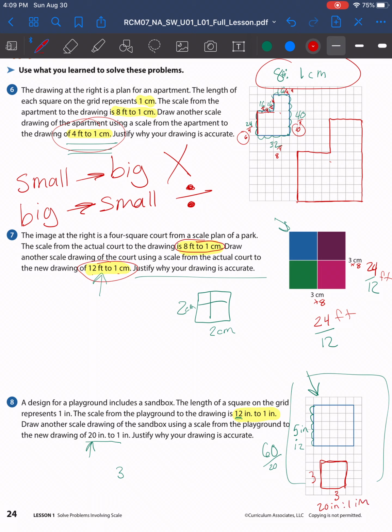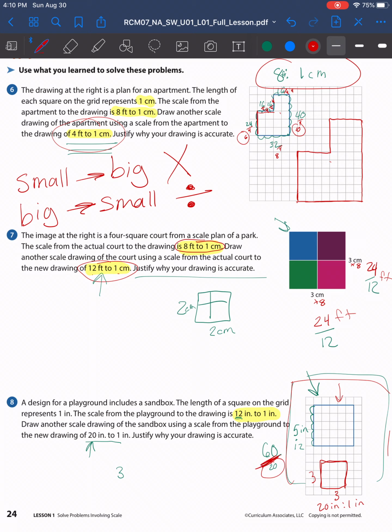Now let's review what we did here. We took the original drawing. We blew it up to the actual by multiplying. Then I took the actual and divided by the new scale because if I'm dividing, it means I want it to get small again, right?